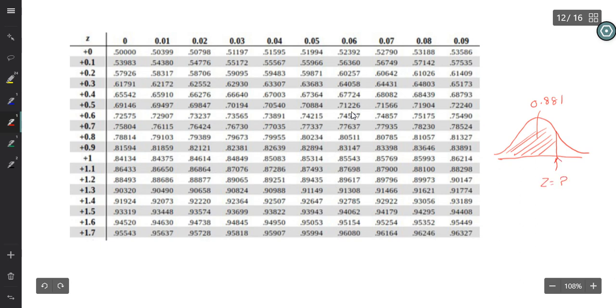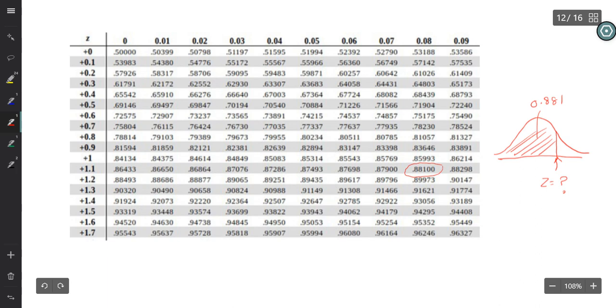So this is the reverse. You know the left tail area is 0.881. You have to find the Z score. So this 0.881 should be somewhere in this bunch of numbers. This is in ascending order starting from 0.5 up to 1. So find 0.881. Here you go, 0.881 is here.